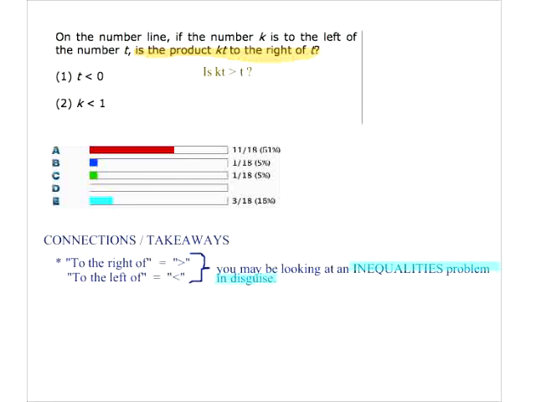Also, we're given that k is to the left of t. So given that k is less than t. Okay, what are the ways in which this can happen? Does anybody know what kinds of numbers we have to think about in particular when we think about such inequalities?